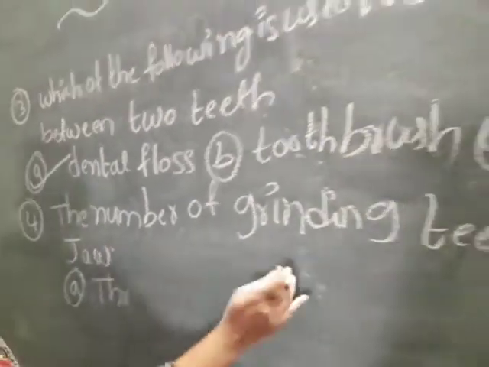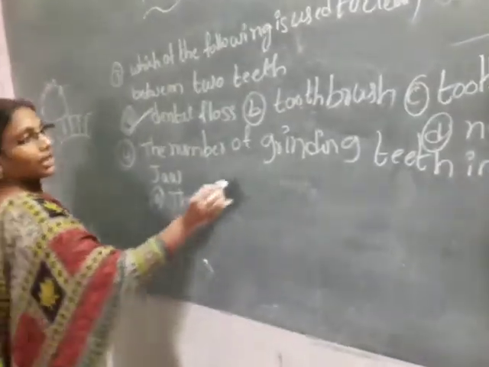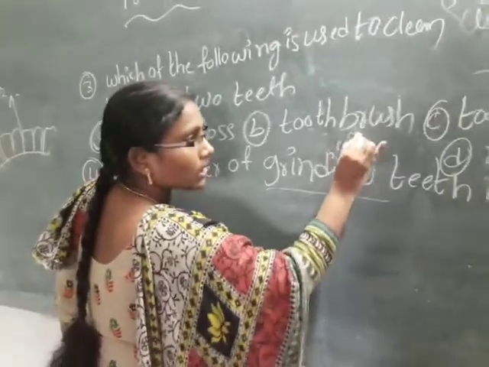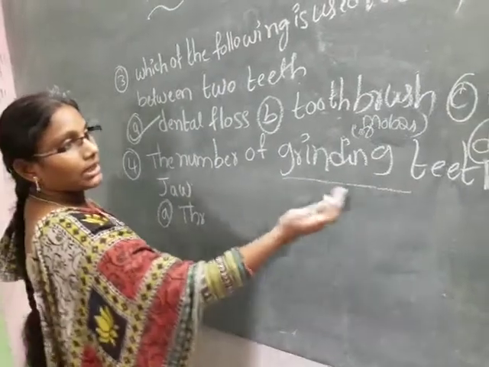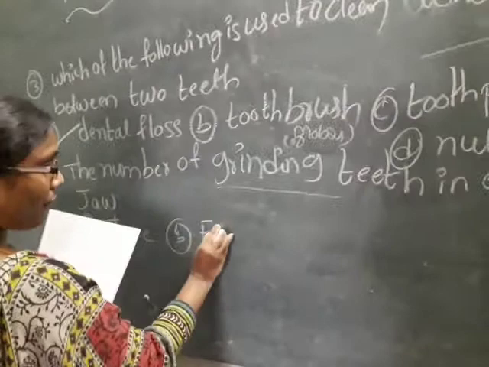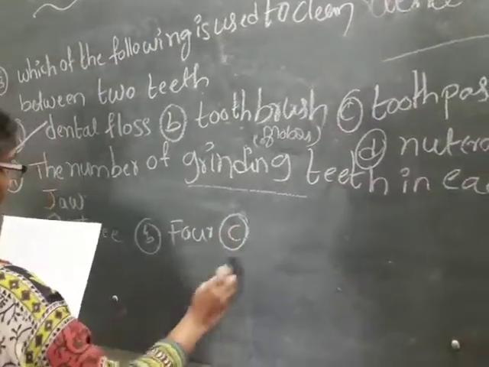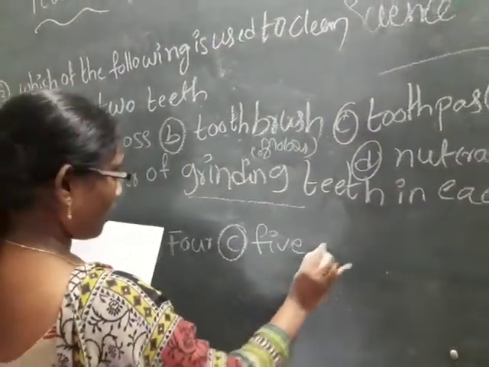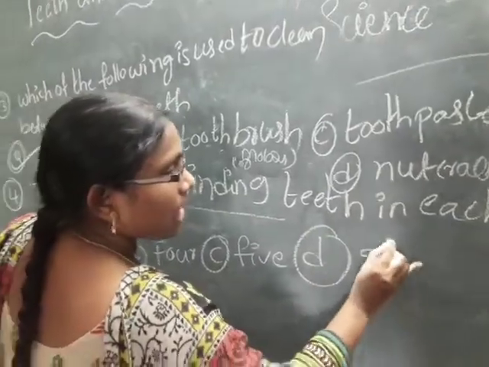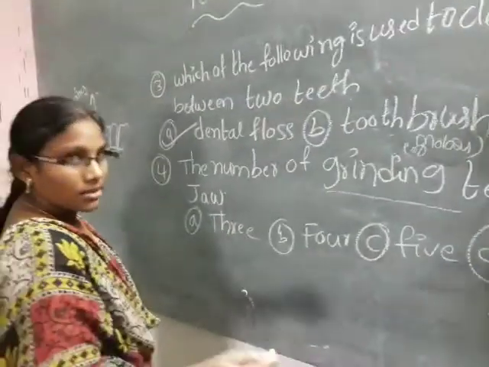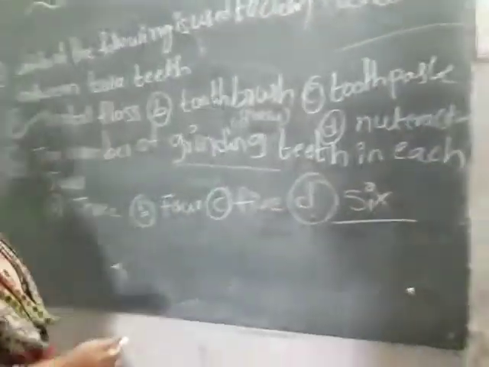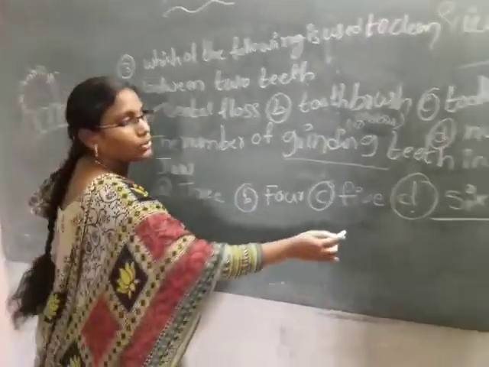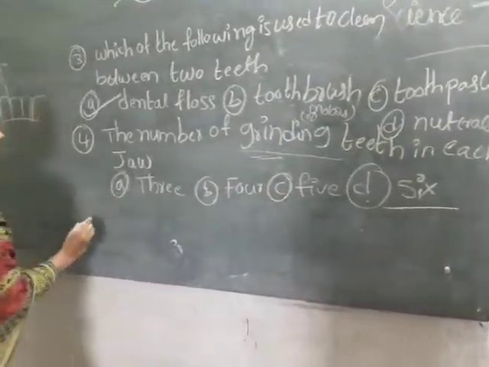The number of grinding teeth in each jaw. The grinding teeth are also called molars. The options: A, 3; B, 4; C, 5; D, 6. How many molars in each jaw? 6 molars in each jaw. These are used for grinding the food.